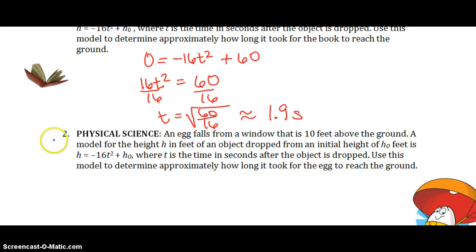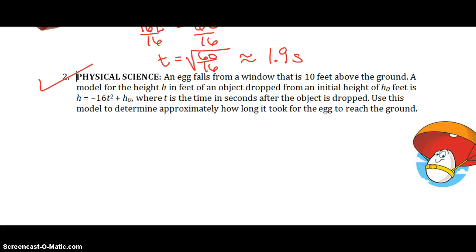Alright, I will leave number 2 for you to check on your own. And that does it for Chapter 8. I hope that you are working a little bit every day to get better and better at factoring.